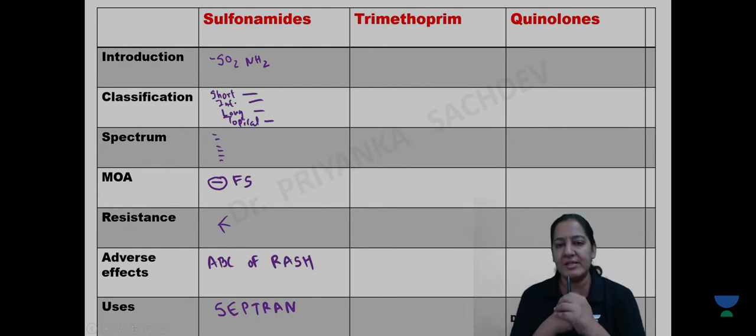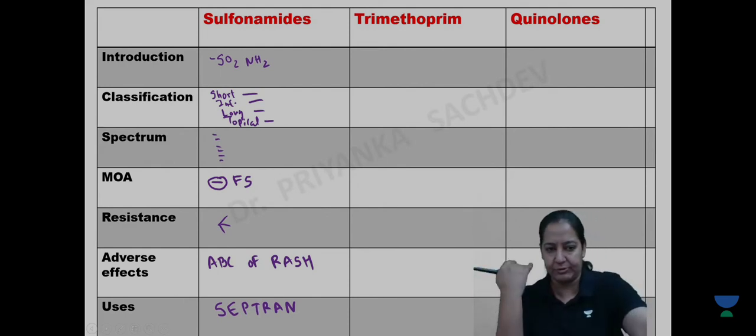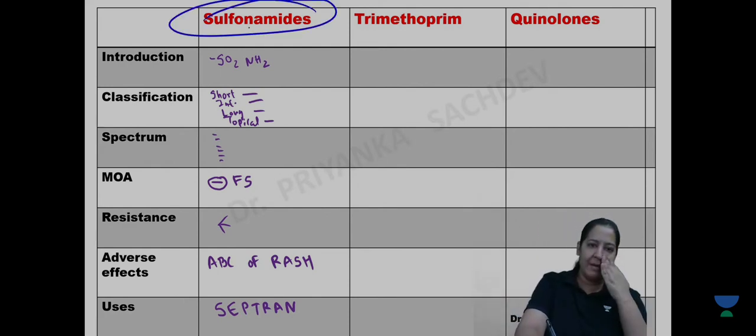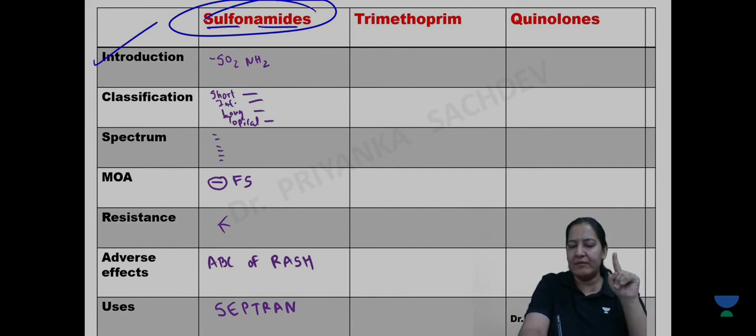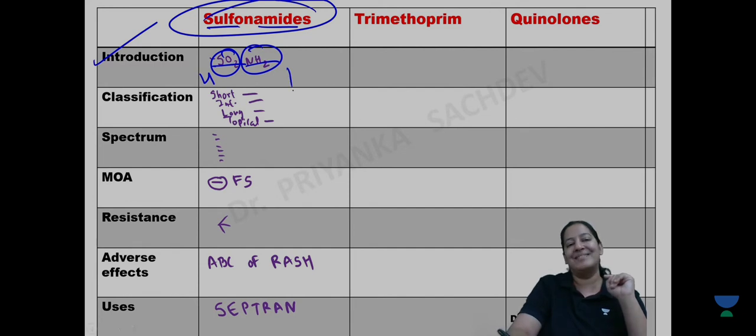The summary of the first chapter is in front of you. Everyone on the screen, tell me the summary of the first chapter. Tell me the introduction. Why are sulfonamides known as sulfonamide? Because of the sulfone and amide groups. The sulfone group is present on carbon 4 of benzene, as I have shown you in the diagram, and the amide group is present on carbon 1.